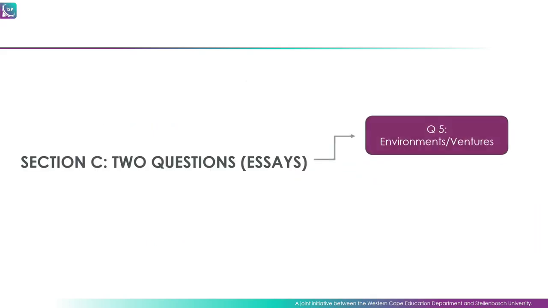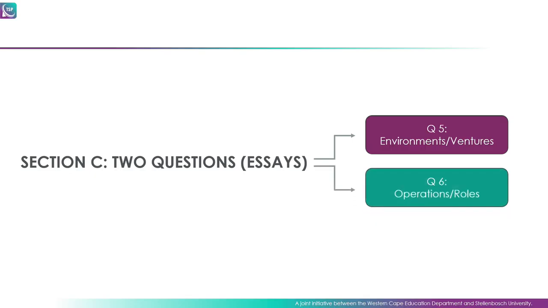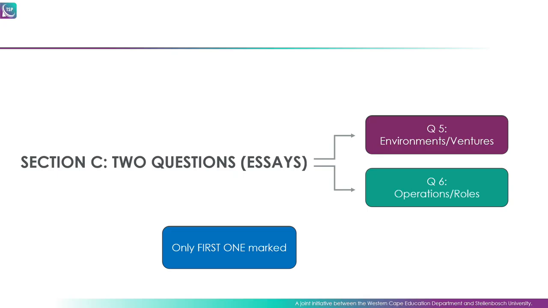Then section C, also you have a choice here. You have to choose 1 of the possible 2 questions. Question 5 would be your environments or ventures, depending on the paper that you're doing. And then question 6 would be your operations and roles. This actually applies to section B as well: we will only mark the first one. So if you have for some reason given us 2 answers, so you've done question 5 and 6, we will only mark question 5, irrespective of whether you've answered question 6 better than question 5. So please keep that in mind. Follow the instructions that are given to you.